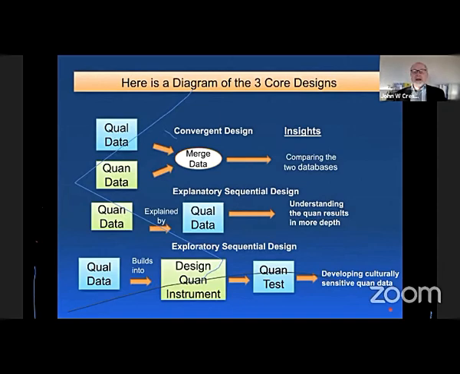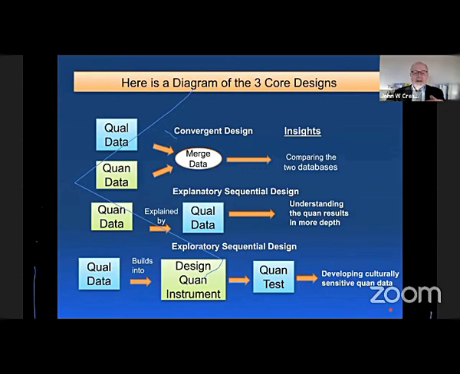And maybe to help you think about these design possibilities, I put together this little table, a diagram of the three core designs. In this convergent design, what we're going to do is take our qualitative data and our quantitative data. We're actually going to merge it, bring it together in a table so that we can compare what we learn from our open-ended qualitative data and our closed-ended quantitative data. A convergent design, very popular.